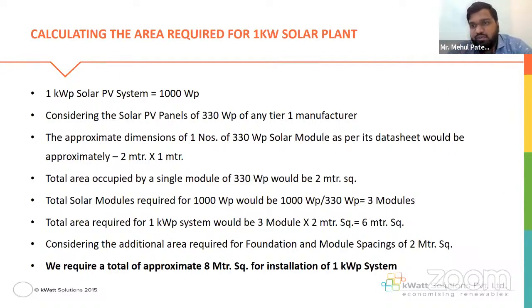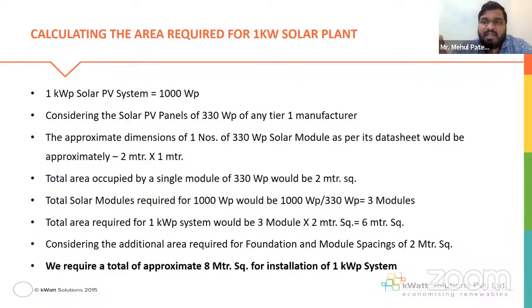Now, how is this useful on a scalable basis? Let's say you have a customer inquiry, and you have the area available without visiting. Let's say you can also do that using Google Map. If time permits, I'll show you how to measure the area using Google Map by sitting in your office. So let's say the terrace area available with the customer is 100 meters square. Considering you have 8 meters square required for 1 kilowatt peak, you can simply calculate what capacity you can propose to the customer.